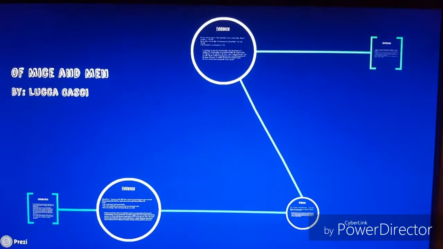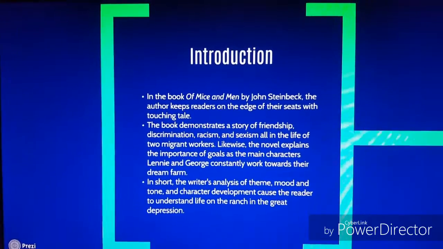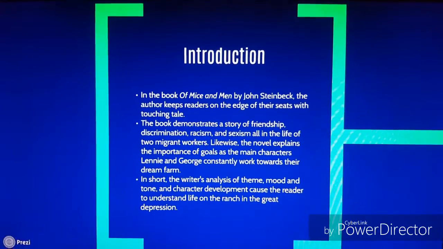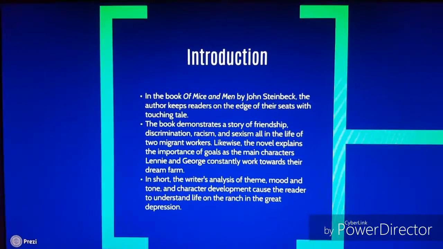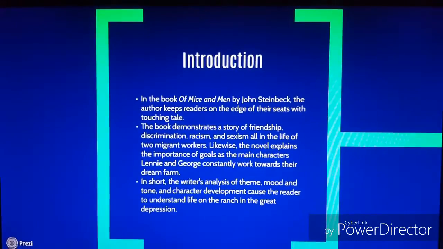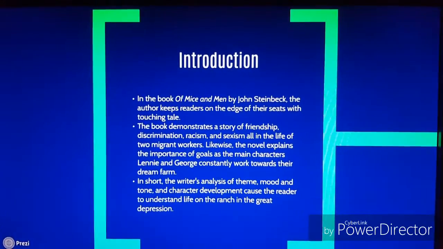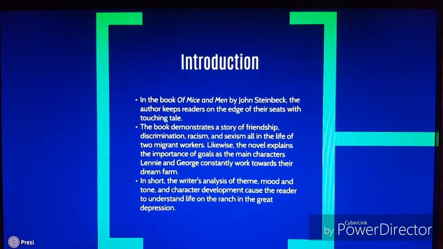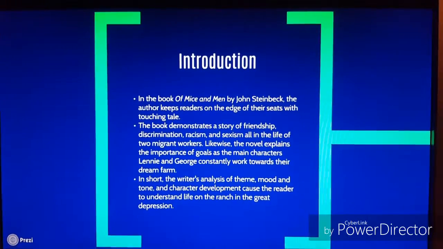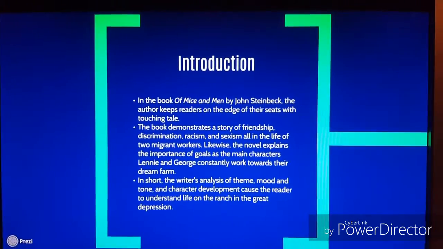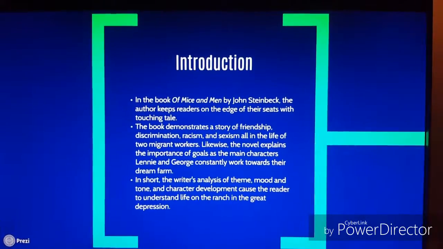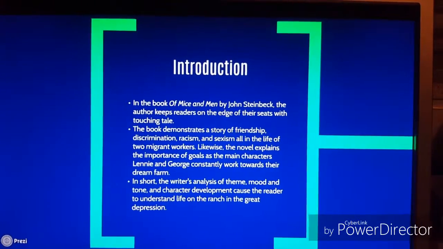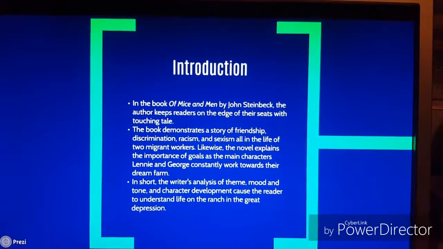In the book Of Mice and Men by John Steinbeck, the author constantly keeps readers on the edge of their seats with a very touching tale. He always keeps readers wondering what's going to happen next, and that's what makes this book so great, as the story demonstrates friendship, discrimination, more specifically racism and sexism, all in the life of two migrant workers named Lenny and George. Lenny and George are constantly working together to achieve their goal of having a dream farm, as they call it, living off the fat of the land.